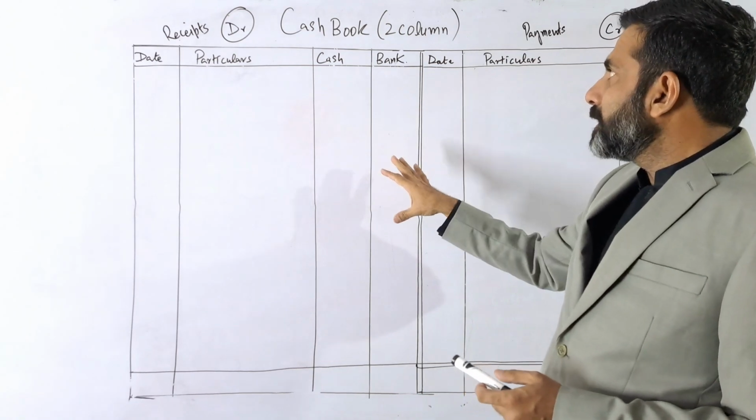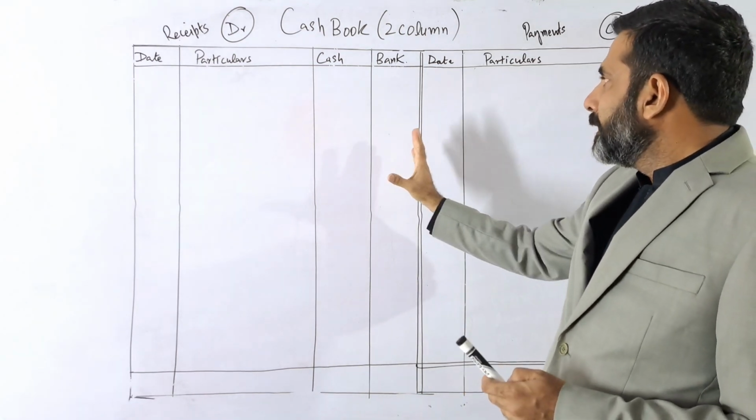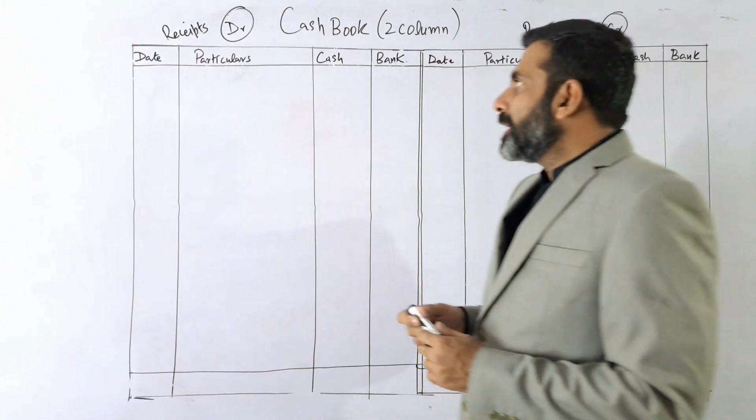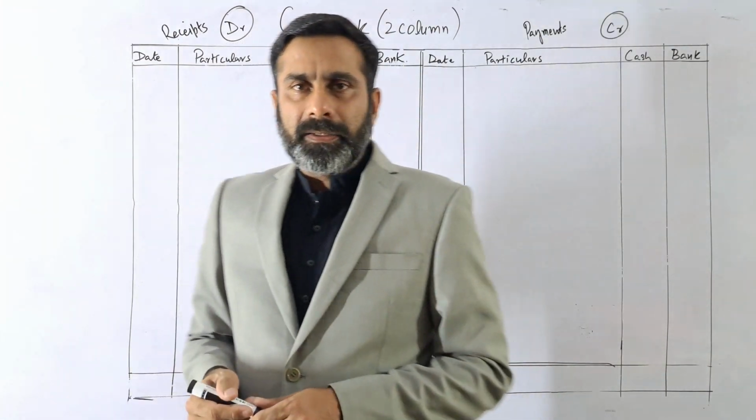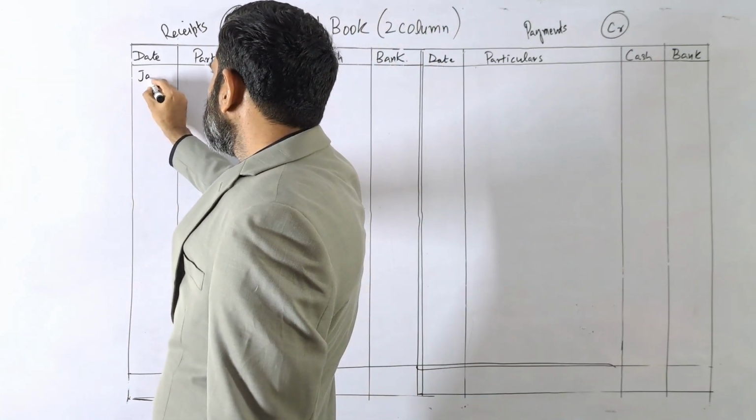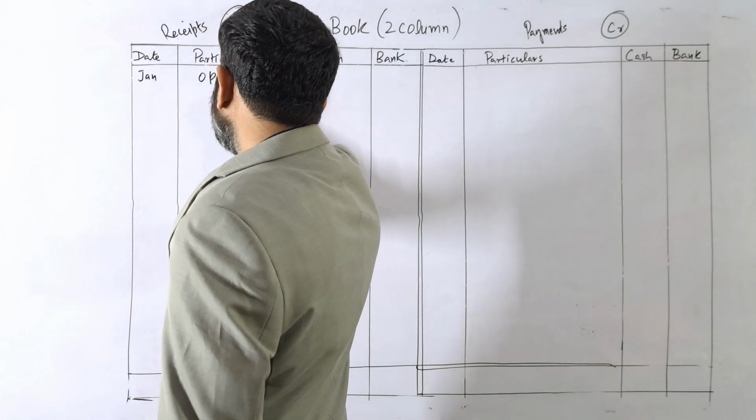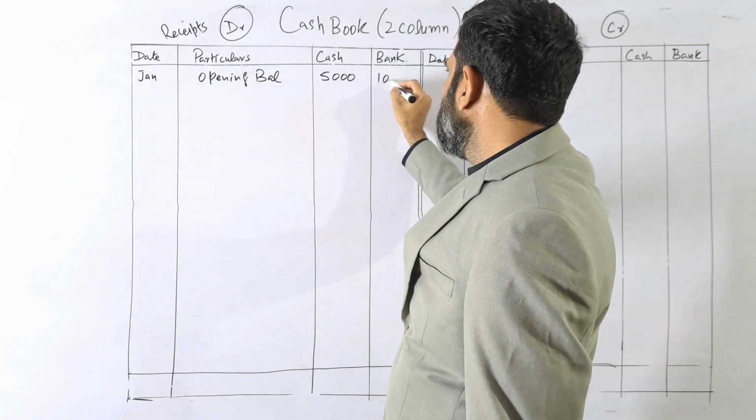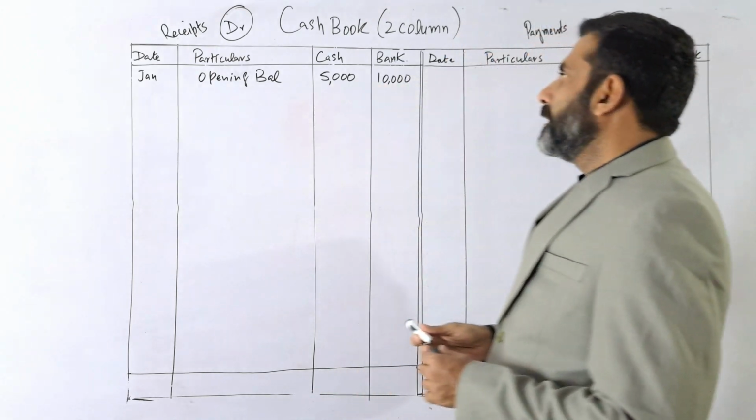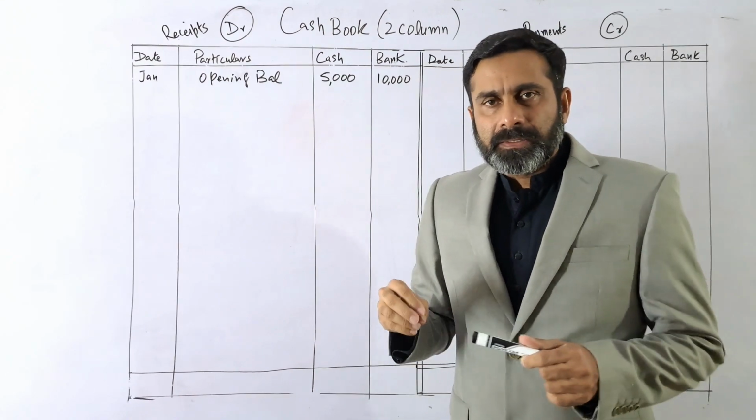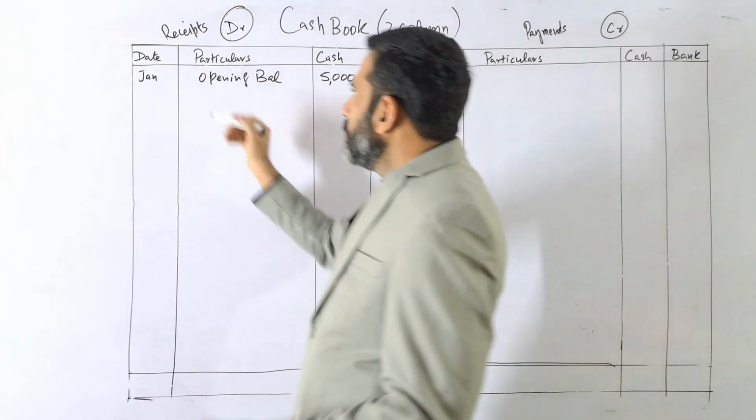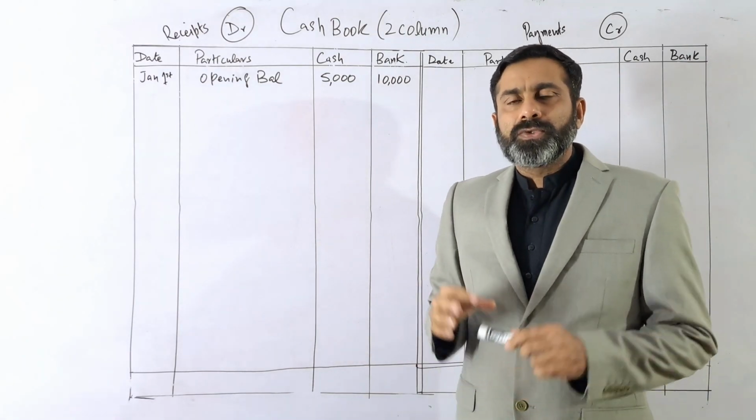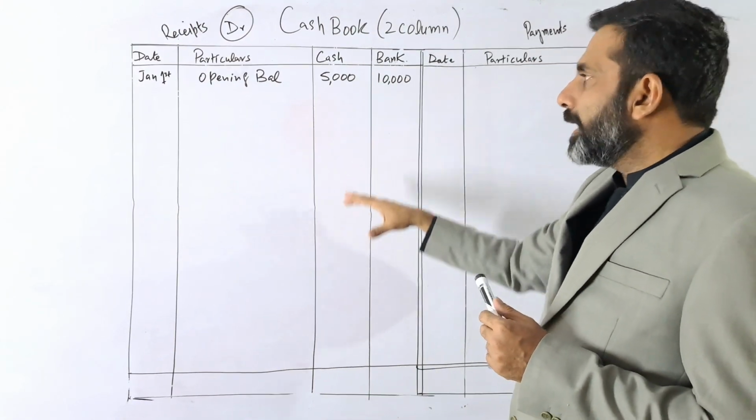Now if we are preparing the cash book, we write the cash on the debit side and also on the credit side, the receipts and the payments. Just like other ledger accounts, we have an opening balance. Let's assume that on January 1st the opening balance is there. Let's say 5,000 is available in cash in hand and 10,000 is available in cash at bank. So this business has 5,000 cash in hand on the 1st of January, and they have $10,000 in the bank account. This is the opening balance of cash in hand and cash at bank.